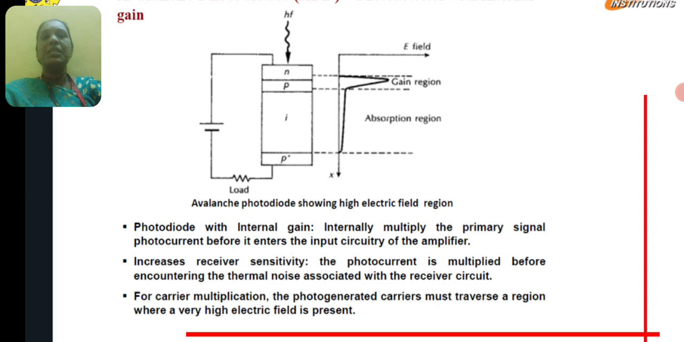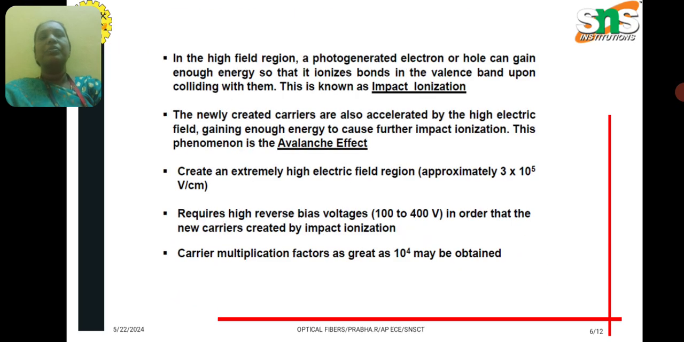For carrier multiplication, the photogenerated carriers must traverse a region where a very high electric field is present. In this high field region, the photogenerated electron or hole can gain enough energy so that it ionizes bound electrons in the valence band upon colliding with them. This is called impact ionization, and the newly created carriers are also accelerated by the high electric field, gaining energy to cause further impact ionization. This phenomenon is called the avalanche effect.